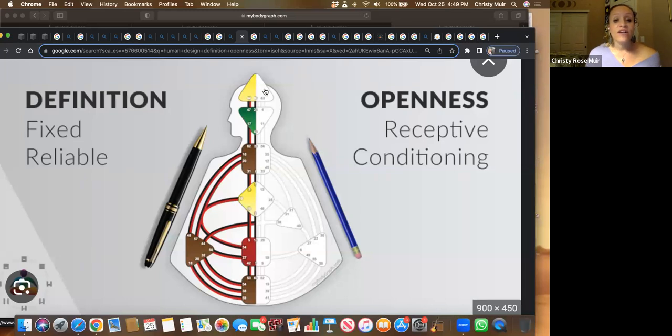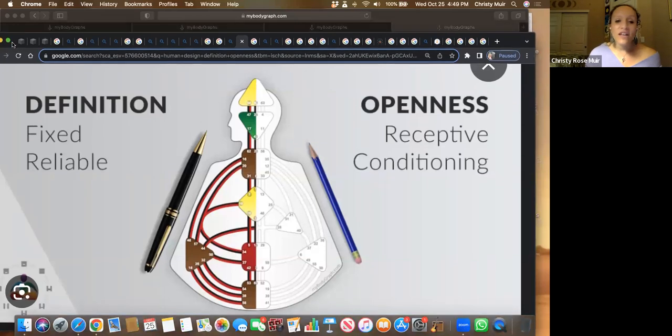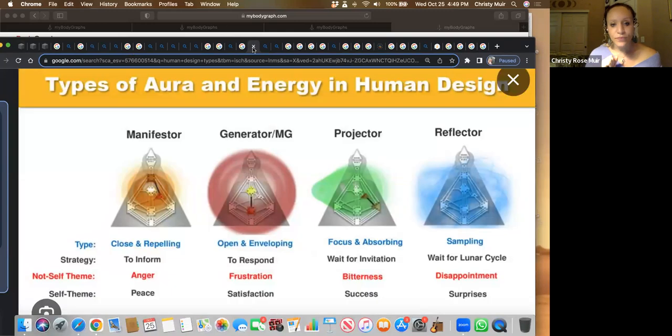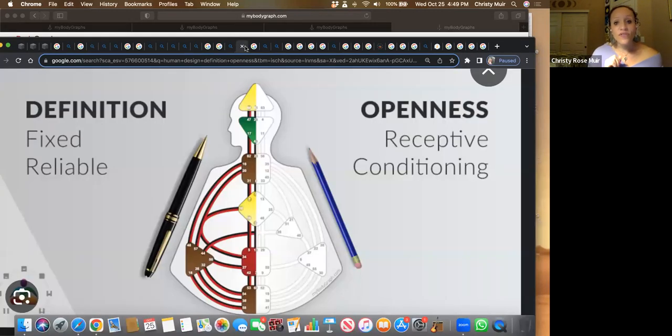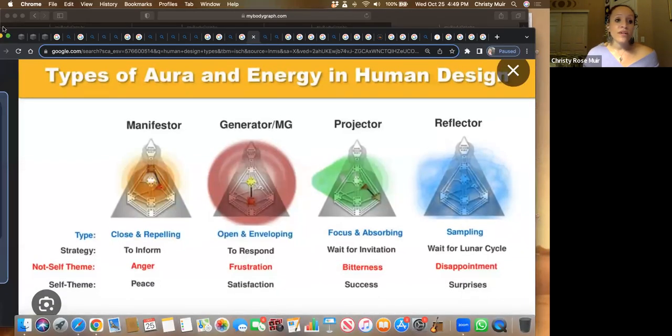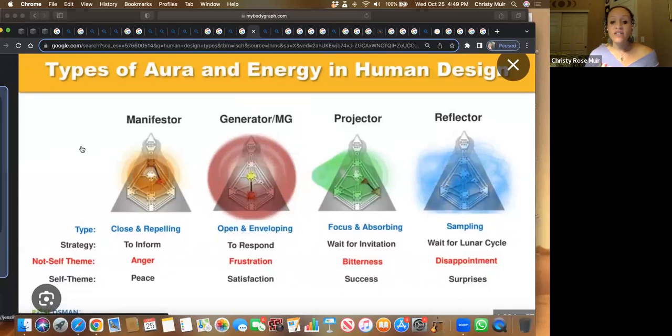As long as we don't have the awareness, we're driven by our conditioning, and we are dismissing the voice of our strategy and authority, and we're living a life filled with resistance. It's very uncomfortable. So the other thing that our definition gives us, in addition to recognizing our conditioning and what's fixed and reliable in us, is our type. So definition is going to give us the information of our basic energy type.